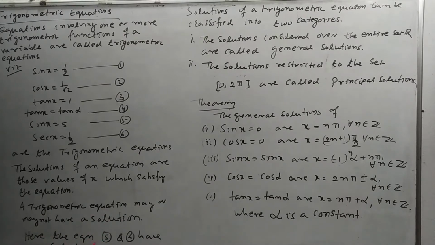Here, equations 5 and 6 have no solution because sin x has the range -1 to +1, the closed interval. Sec x equal to half is not possible. There is no value of x for which sec x equals half, and no value of x for sin x equal to 5. Therefore, equations 5 and 6 have no solution.